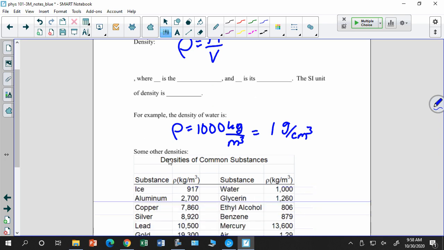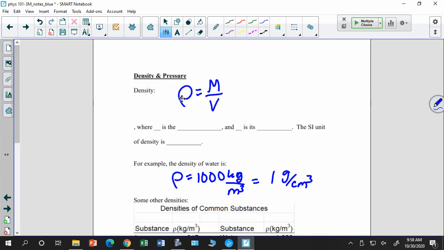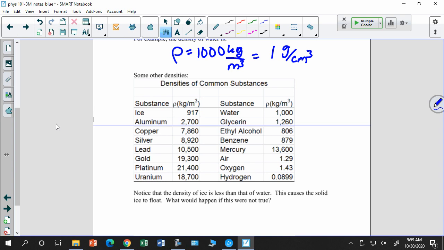Here are some densities of substances. It's really useful to know the densities of substances, because if you have an unknown material, you can identify it based on the density of that material. If you notice, this is sort of unique to water, that the density of ice is smaller than the density of the liquid, which isn't normal. Usually the solid is actually more dense than the liquid. And so, of course, that makes ice, because it's less dense, do what when you put it in water?